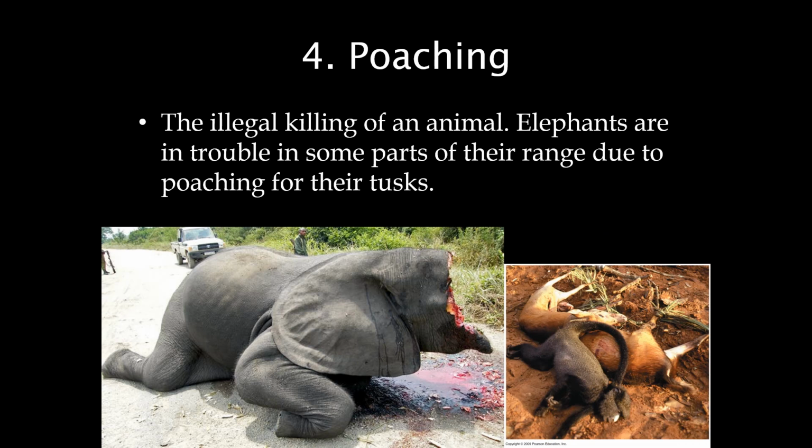So poaching is different from overharvesting. Overharvesting, it's legal for you to take animals, but you took more than you were supposed to. Poaching, it's illegal for you to take that animal, and you still took it anyway. And this is what happens in a lot of places. Even in the United States, you'll see signs about anti-poaching things.